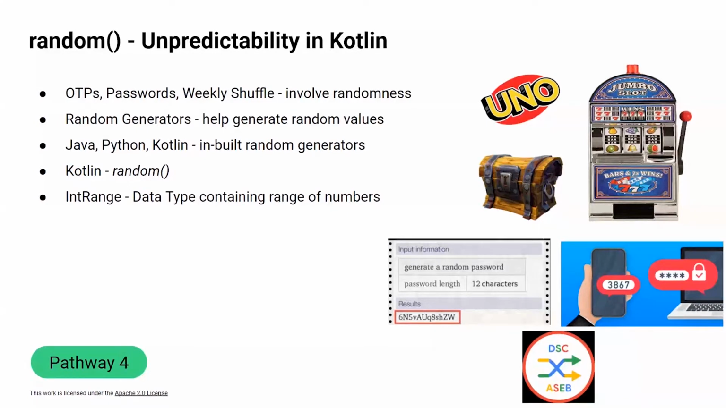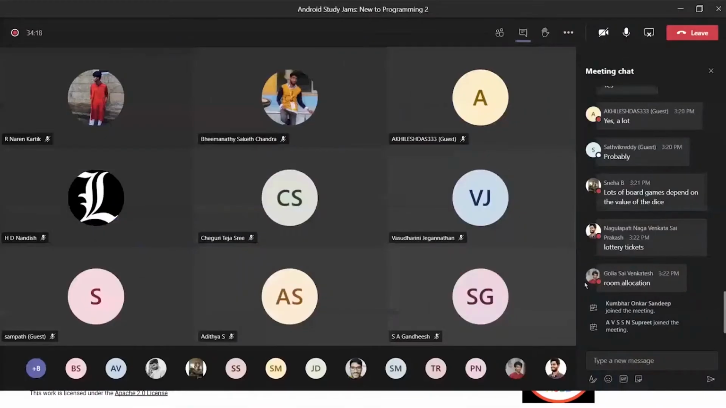Now, can anyone tell me what would happen if we used IntRange with random? Like if I declared a variable of IntRange data type and used random with it. Can anyone take a guess at what would happen? Yeah, we will get random values between the numbers we gave. Right, that's correct. Thank you, Visruth. So if we use random with IntRange, we'll get a random number within the range. Good job.